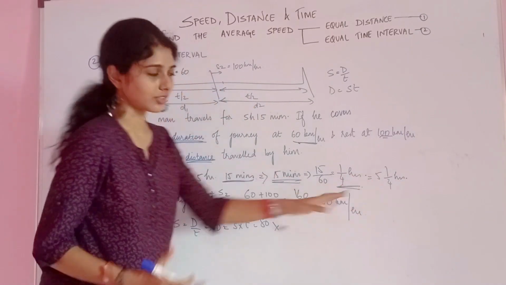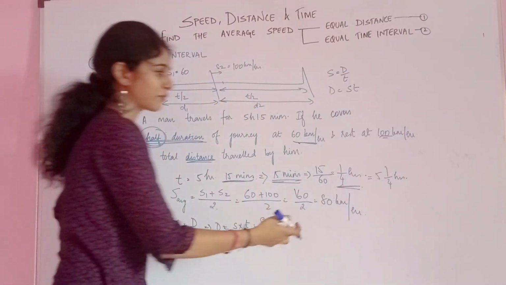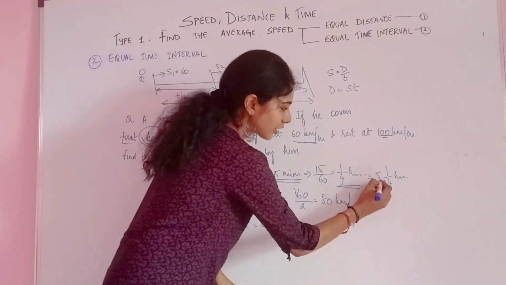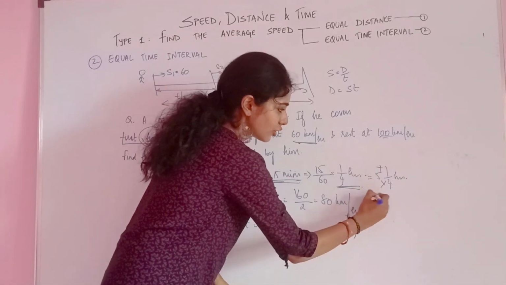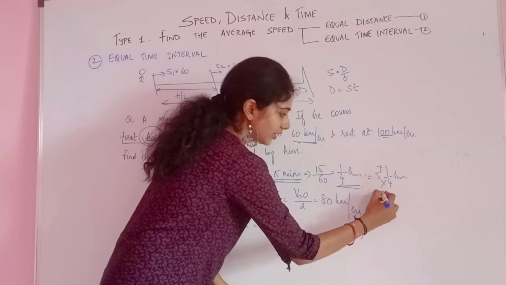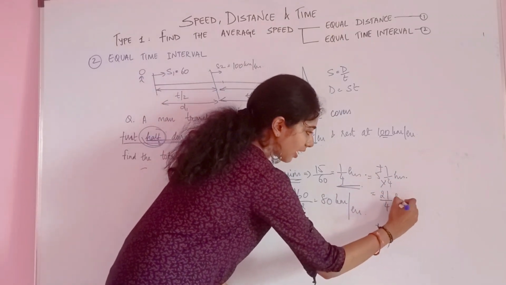So this is a mixed fraction. I suppose you know how to solve a mixed fraction. 5 1 by 4, right? We are supposed to multiply it here, add it here. So 5 fours are 20 plus 1, it is 21 by 4 hours.